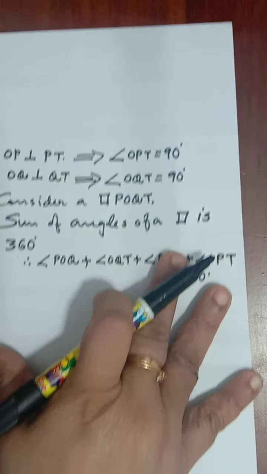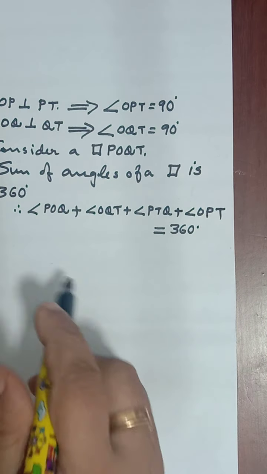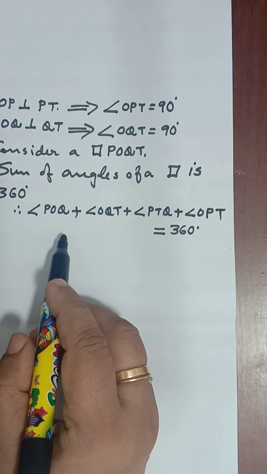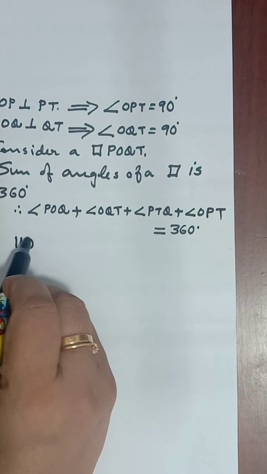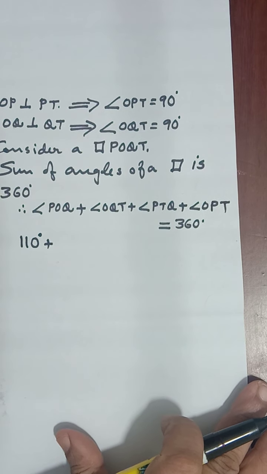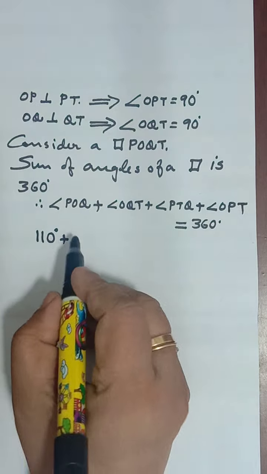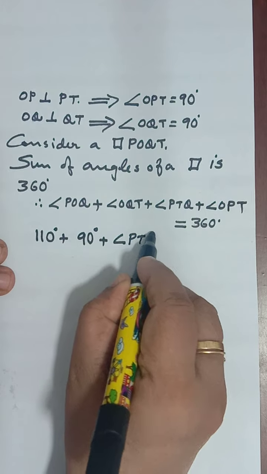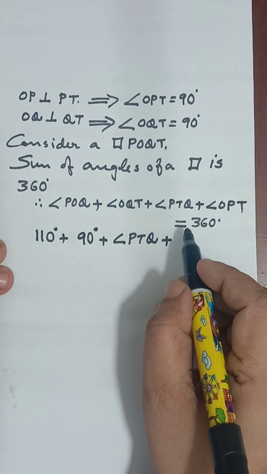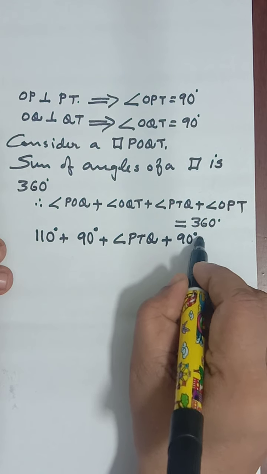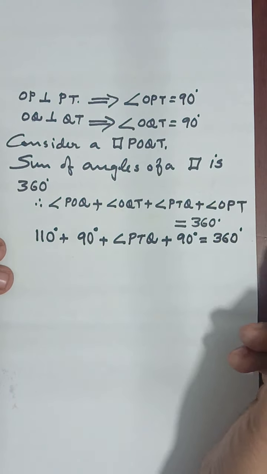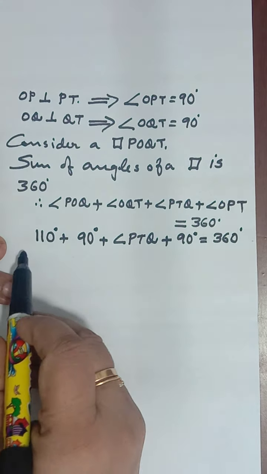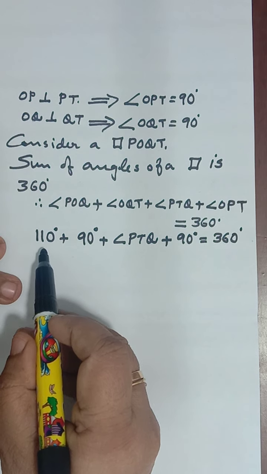Now let us see how it happens. Now we are substituting the values. How much is angle POQ? That is 110 degree, plus angle OQT is 90 degree, plus angle PTQ, which we have to find out and is not known, plus angle OPT equal to 90 degree, is equal to 360 degree. So we have to take the sum of these three known values. 90 plus 90 is 180. 180 plus 110. Isn't it 290?